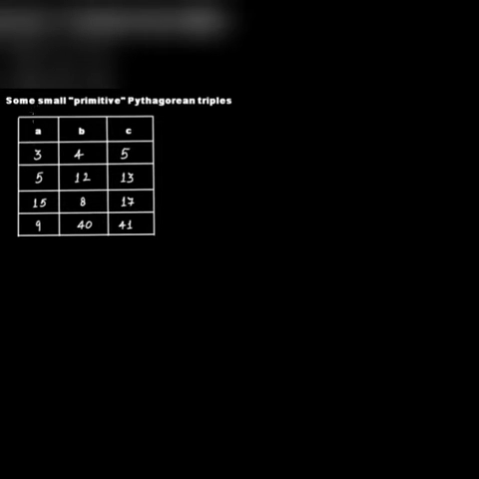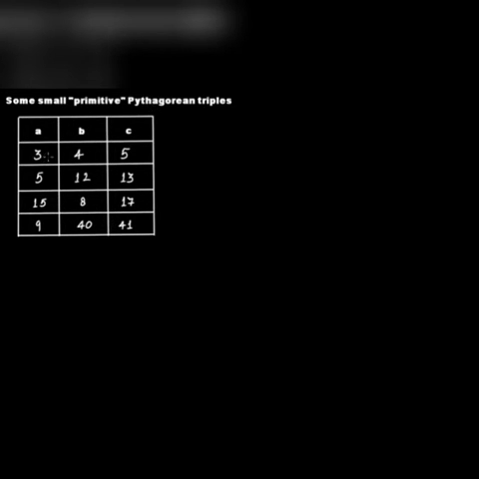Now, let's look at this table, and this is some small primitive Pythagorean triples. Now, I'm going to explain what we mean by this term primitive. We have discussed Pythagorean triples, but what do we mean by primitive? That's what we have to discuss here. So we have 4 sets of three positive integers, which we say are Pythagorean triples.